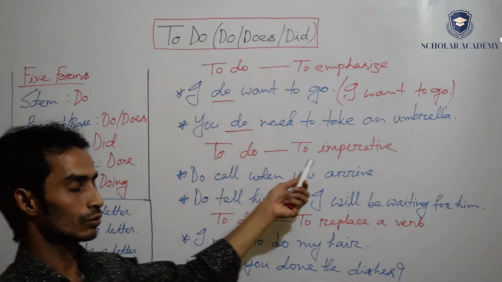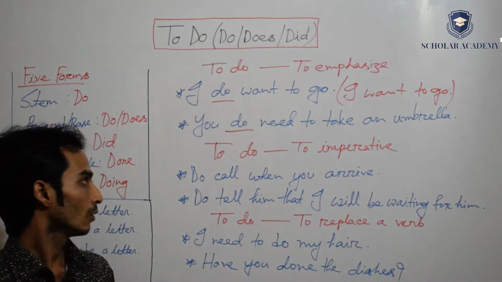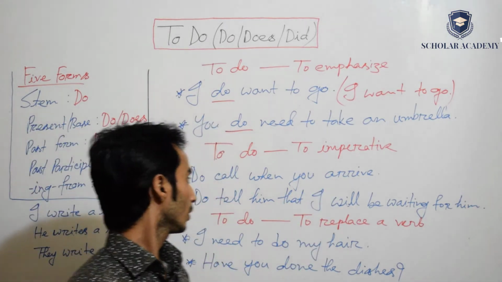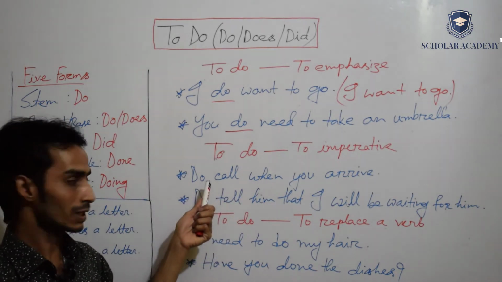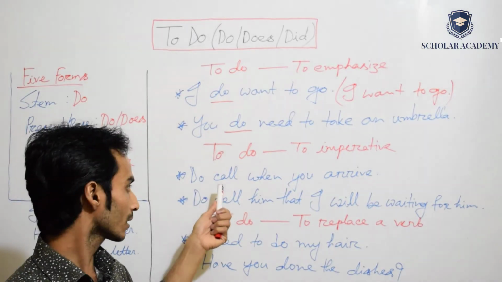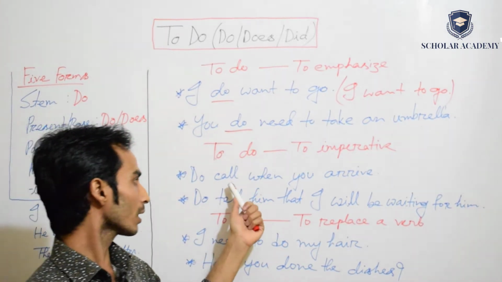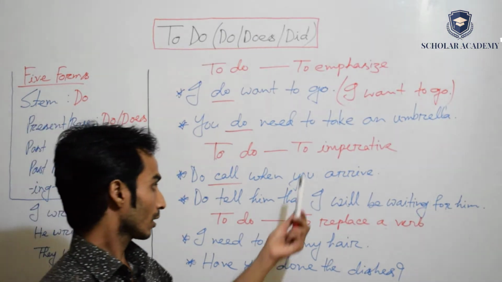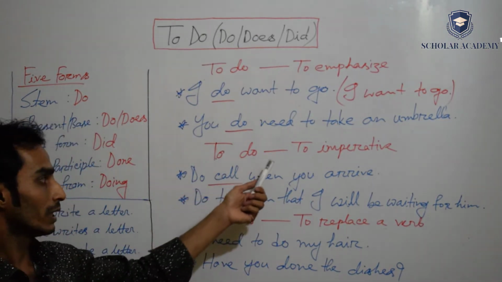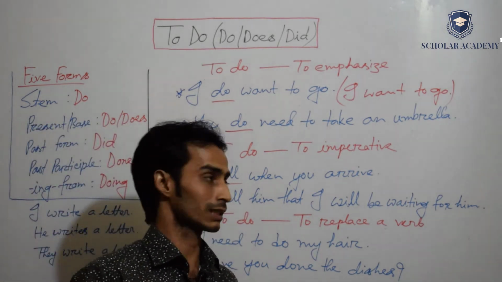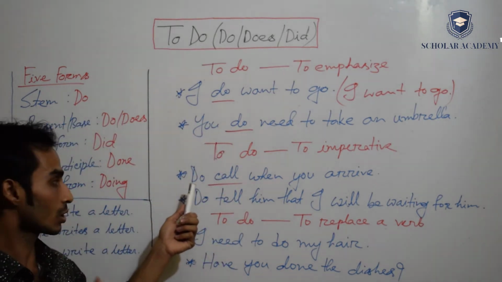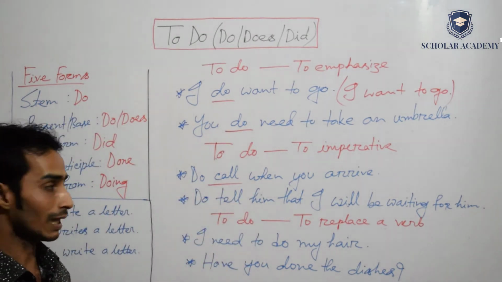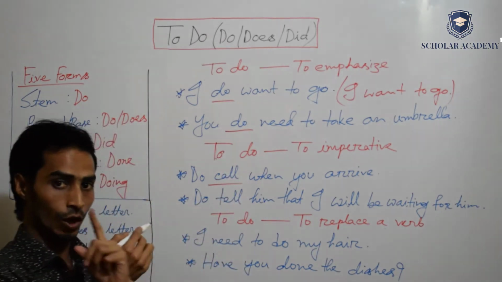Now, do in the imperative. We use do before an imperative sentence, that means at the beginning of an imperative sentence, to emphasize the importance of that imperative verb. Sometimes we use do at the beginning of an imperative sentence to emphasize the importance of that imperative verb.